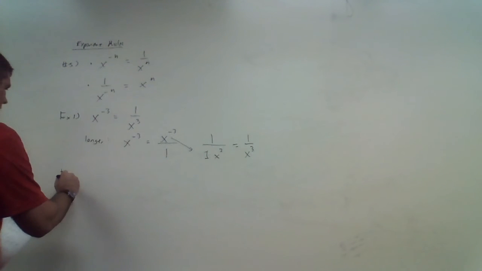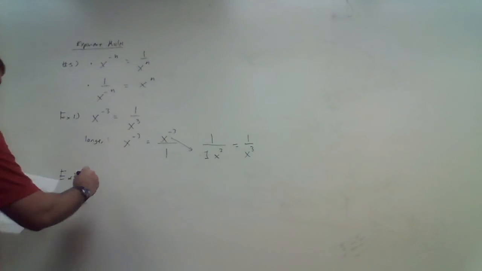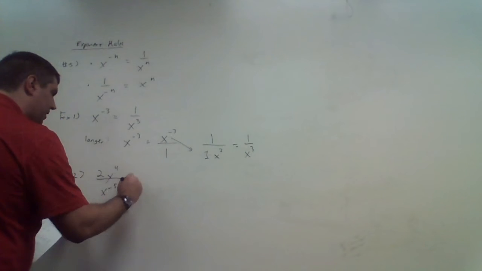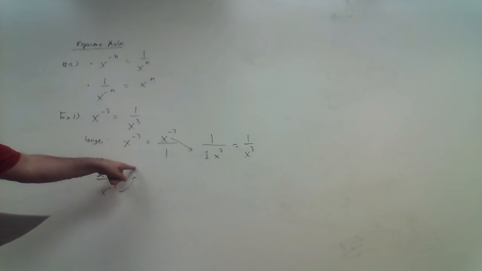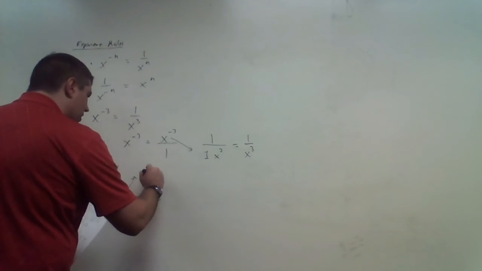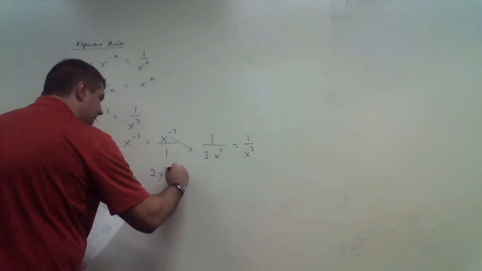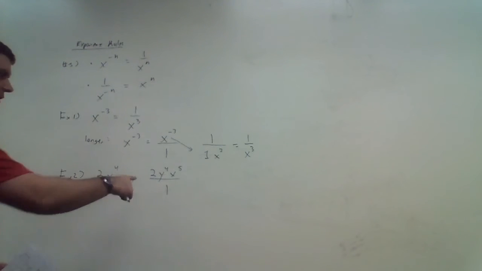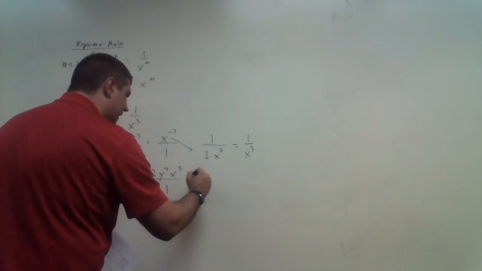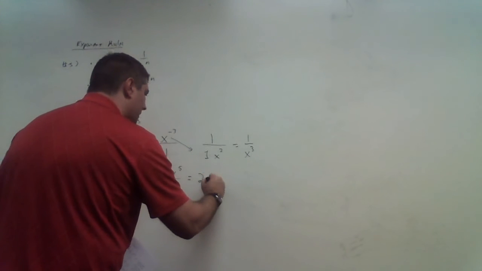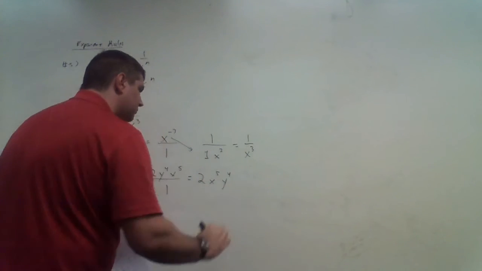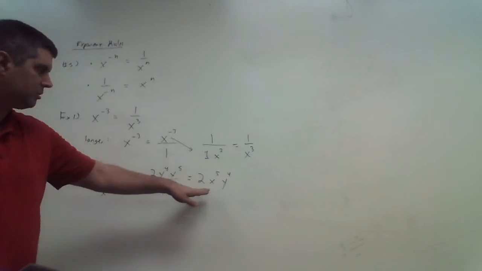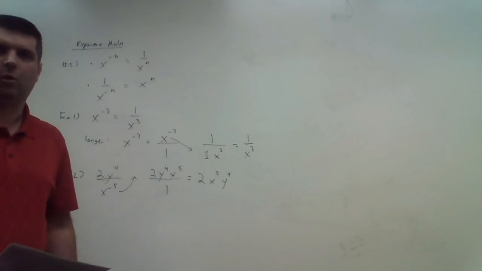So example 2. 2y to the 4th over x to the negative 5th. We're simply going to move this to the numerator and make the exponent positive. So we would have 2y to the 4th, x to the 5th. We vacated the bottom, so that's 1 if you want to write that. You don't really need to because fractions over 1 are usually not necessary. So I'm going to put this in the normal, alphabetical order: 2x to the 5th, y to the 4th. Normally, in multiplication expressions, the variables are in alphabetical order. Okay?